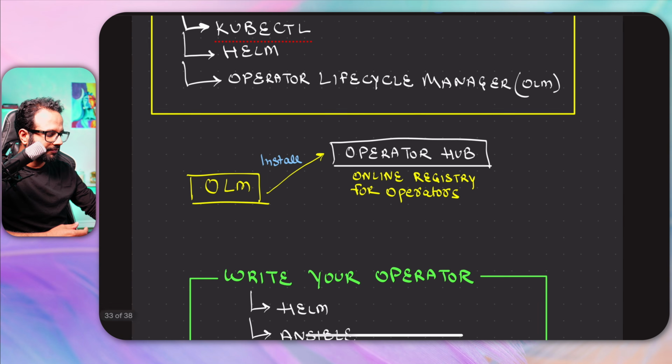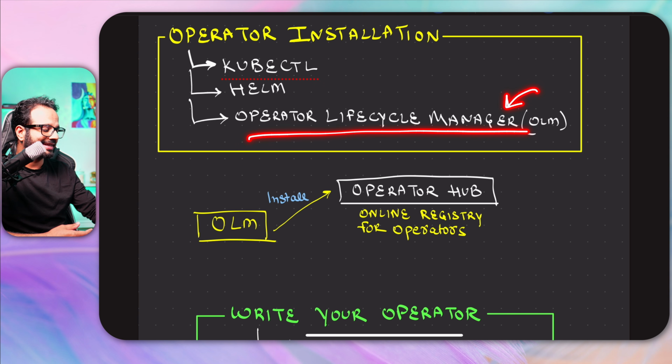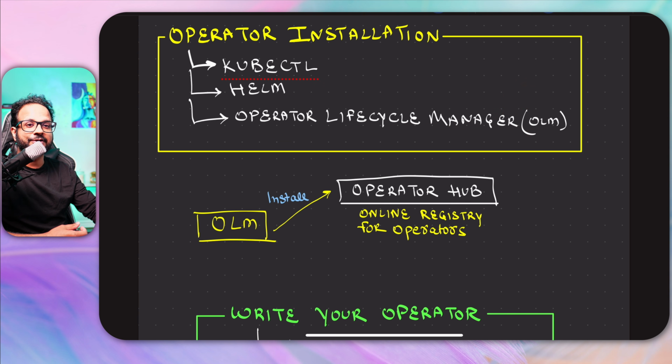Now when it comes to operator installation, there are different ways. One is the kubectl tool, by installing the operator YAML. Then we have Helm charts available for each of the operators. And then we have OLM. OLM is the Operator Lifecycle Manager, using which we can install any available operator from the catalog.